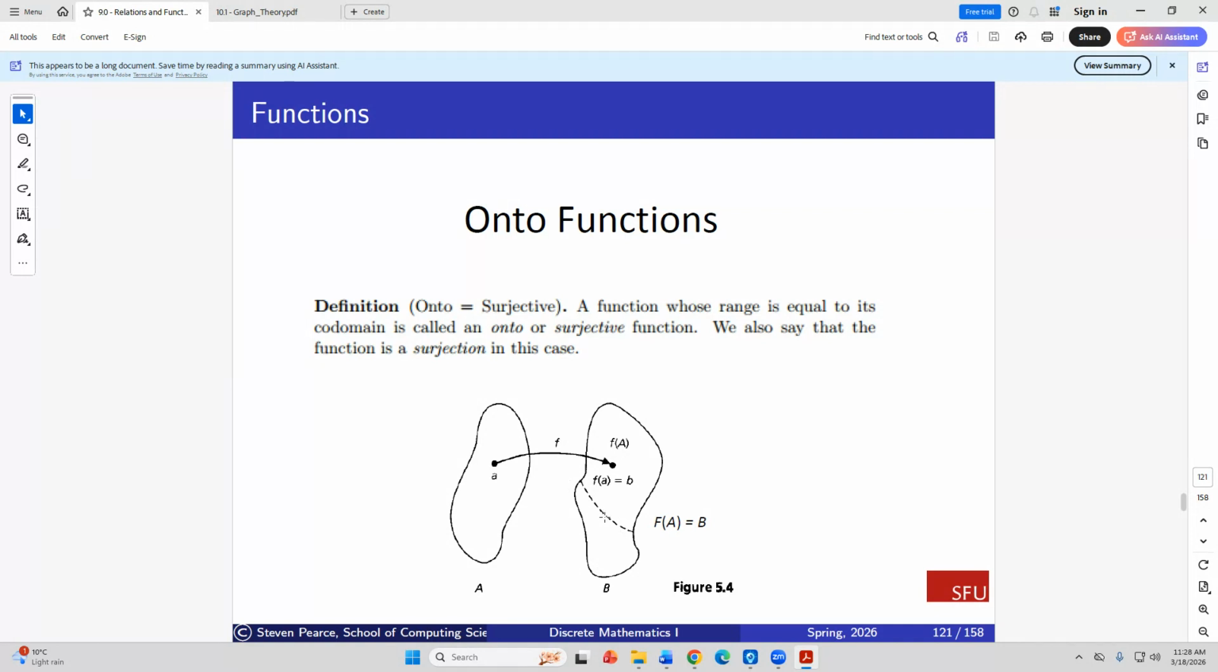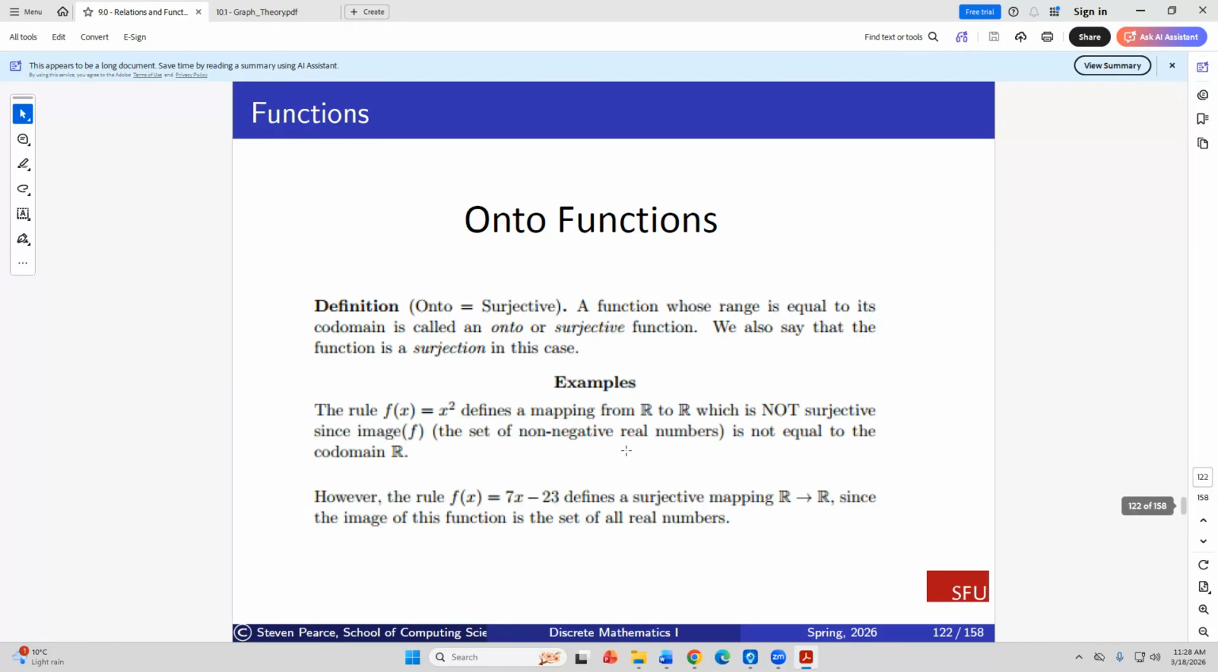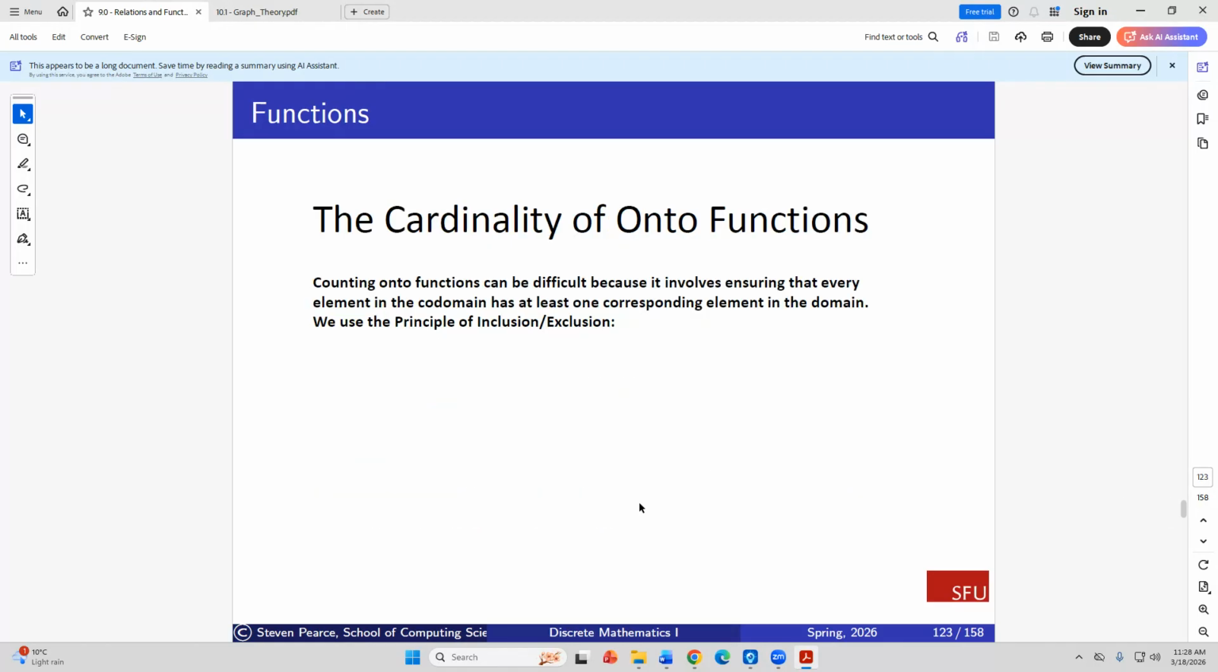Like this function here could be one-to-one. Every element has a one-to-one mapping to every element in this subset. But f of a equals b is onto. So you would map all of this to all of this. That's what an onto function looks like. So here's another example of how to figure out if something's surjective or not.